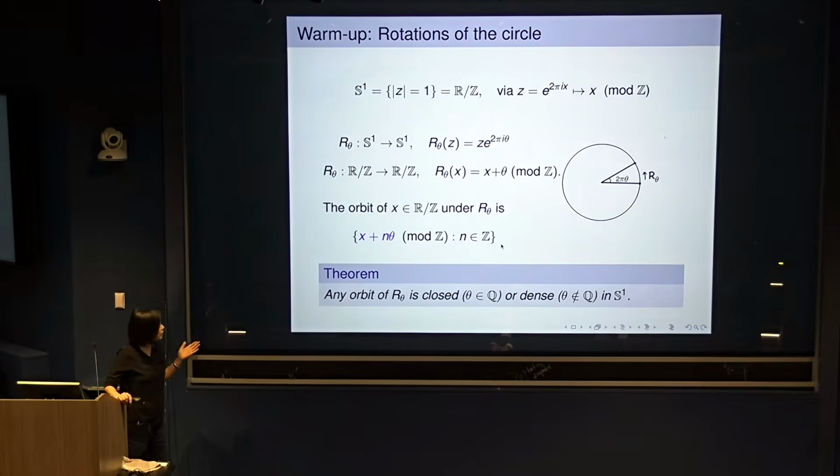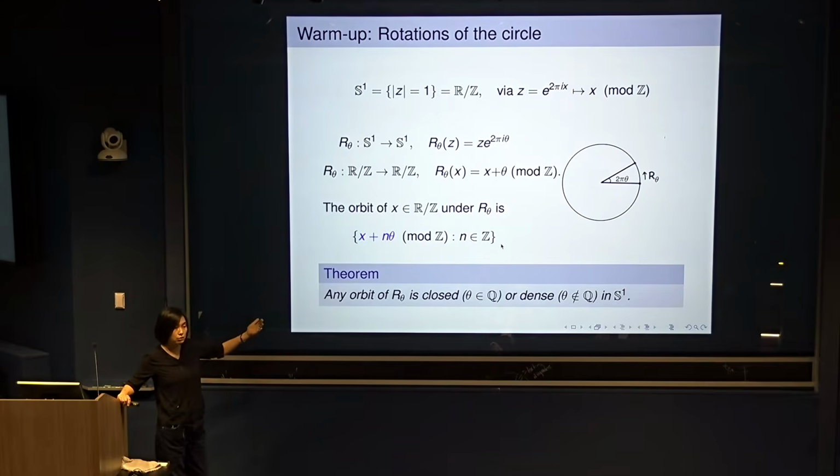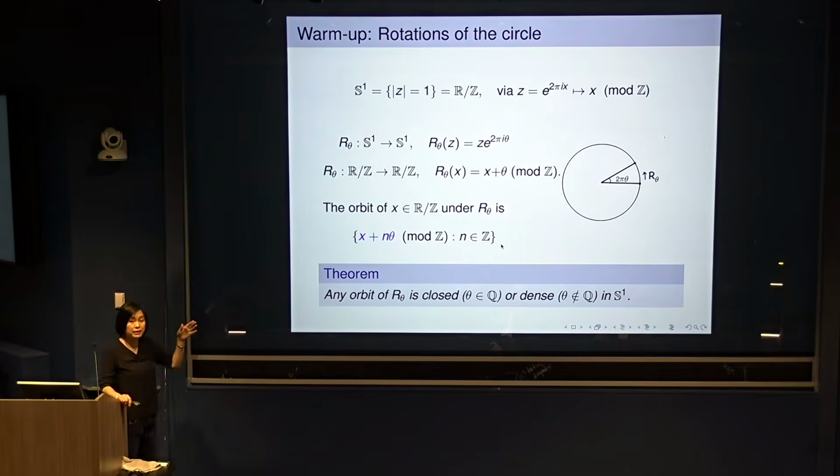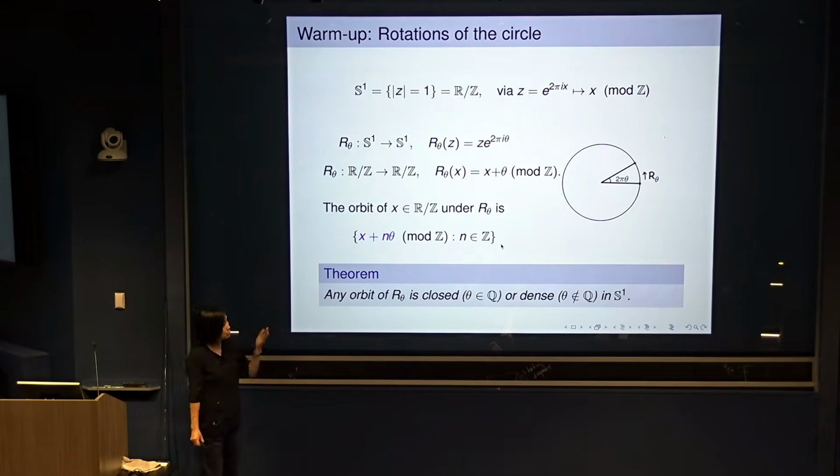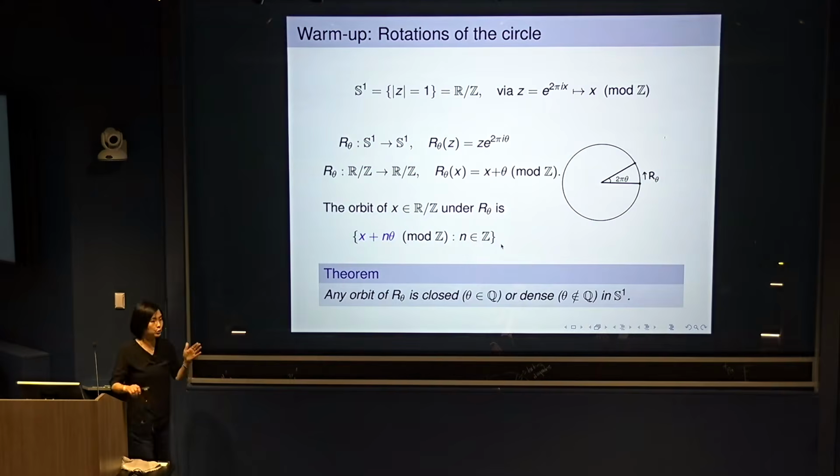So the theorem is that if theta is rational, then any orbit of r theta under the iterations will be closed and periodic. If theta is irrational, then the orbit will be dense. So this is the theorem. From the traveler's point of view, you can think like that. She starts on a circle, and if she keeps jumping by 2 pi theta, either she's going to see only finitely many places, or she's going to see everywhere on the circle.